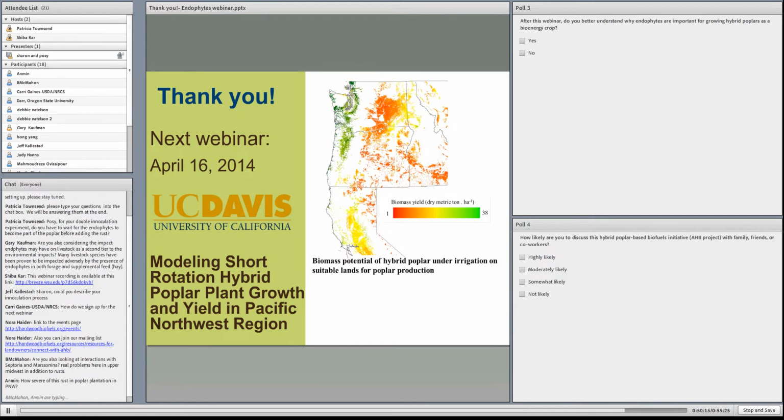So we need to be thinking about a long-term sustainable solution to diseases like rust and also like Septoria and Marssonina. And I think a sustainable solution involves thinking about how endophytes have co-evolved over millions of years with pathogens to protect plants. And if we can better understand that, I think we can integrate those endophytes into our disease management strategies.